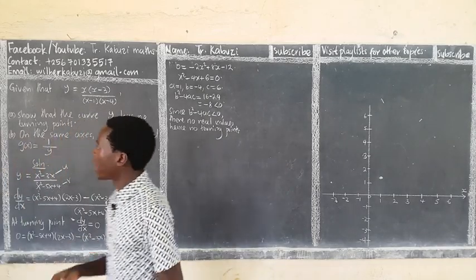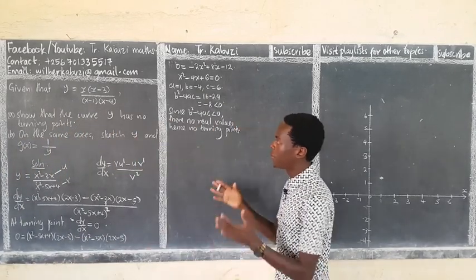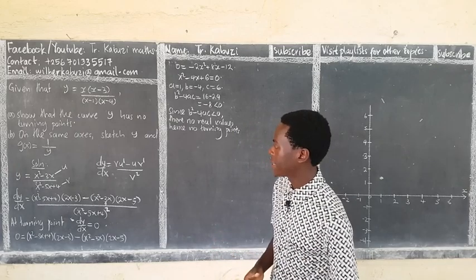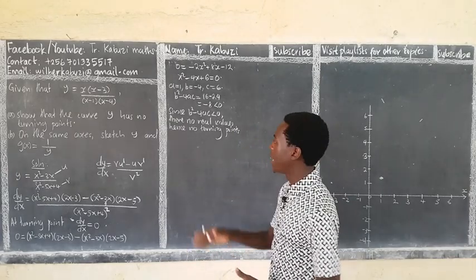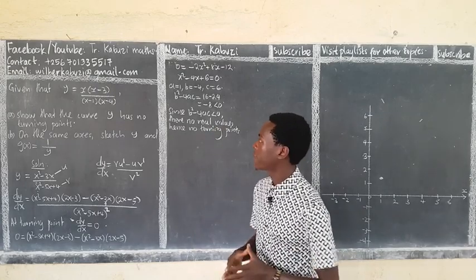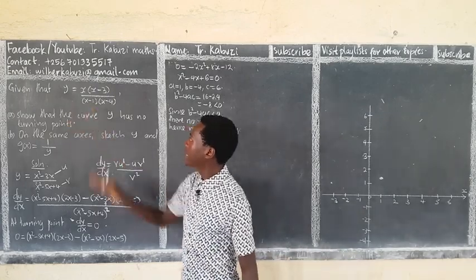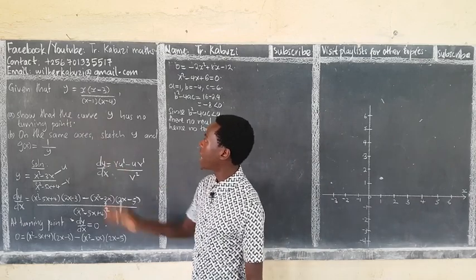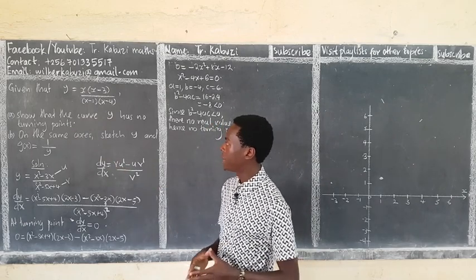So members, now we are going to see how we draw a curve and its inverse. We are going to start with this simple question. I've done some parts, but of course I'm going to explain so that we can have a shorter video. So given that y is equal to this, show that the curve y has no turning points.